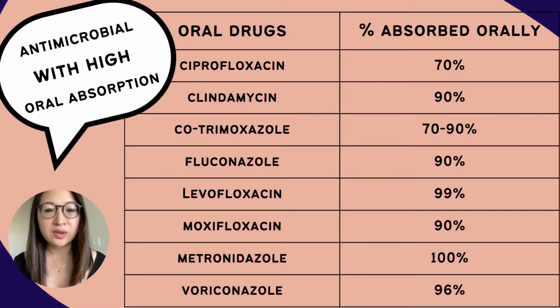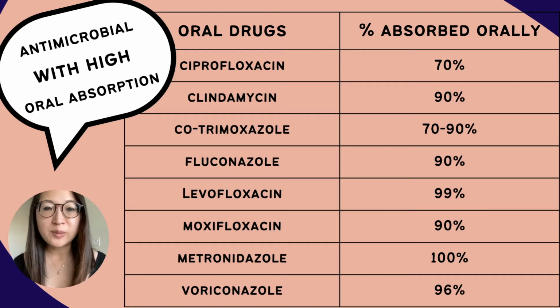I've listed on the table here some of the most common ones we see, and they include ciprofloxacin, clindamycin, cotrimoxazole, fluconazole, levofloxacin, moxifloxacin, metronidazole, and your antifungal voriconazole, along with their corresponding percent absorbed orally. And you can see that they all range from 70 to 100%. Meaning when you give these medications via the oral form, they achieve a very similar serum concentration as compared to their IV formulation.